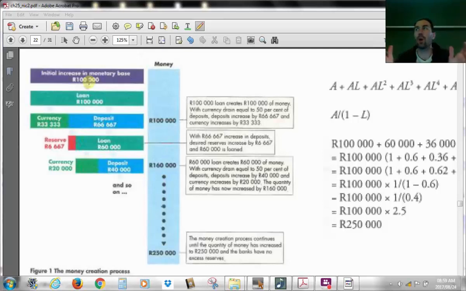What's the problem with holding cash for a bank? It doesn't make the bank any money. It needs to lend that money to people. It needs to convert that cash into a loan. So what does the bank do? It loans that full 100,000, okay?